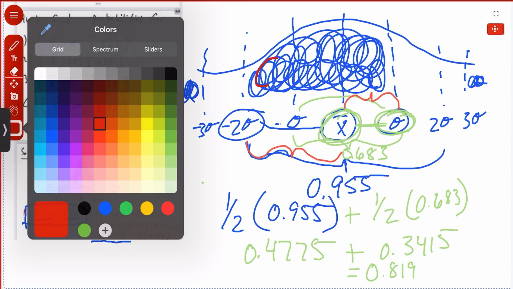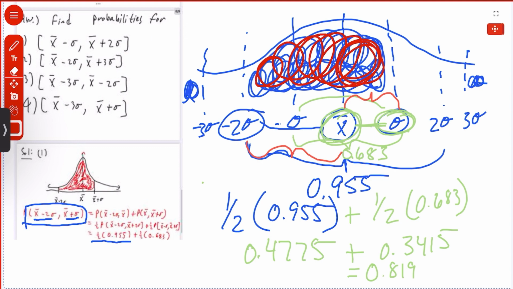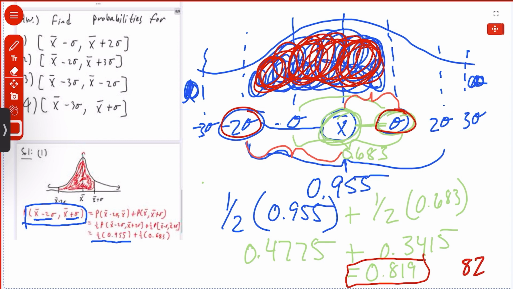So between a negative 2 standard deviations and 1 standard deviation, the probability of a value being found in that area is 0.819, or we would round that to probably 82% of any value of our data set, because you've got a bunch of data points. But we know that in between a negative 2 standard deviations and 1 standard deviation, the odds of having any data value in there is about 82%.